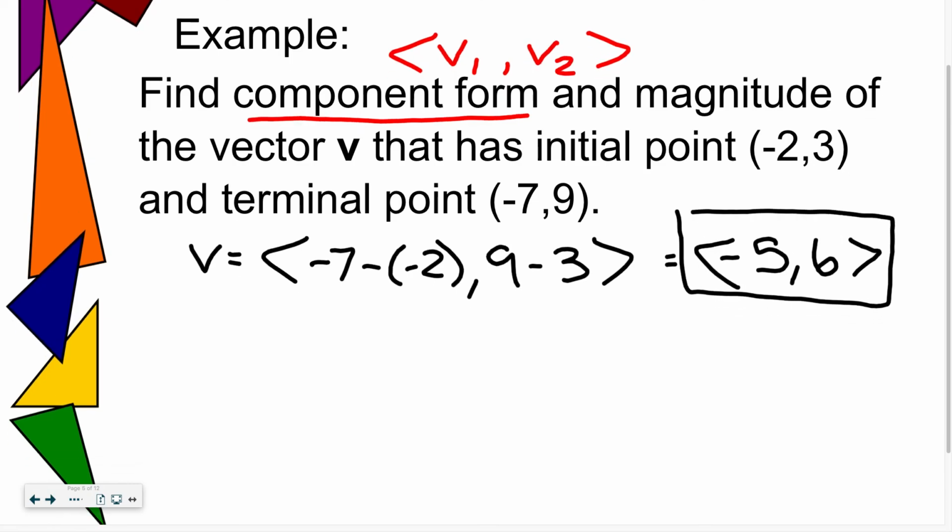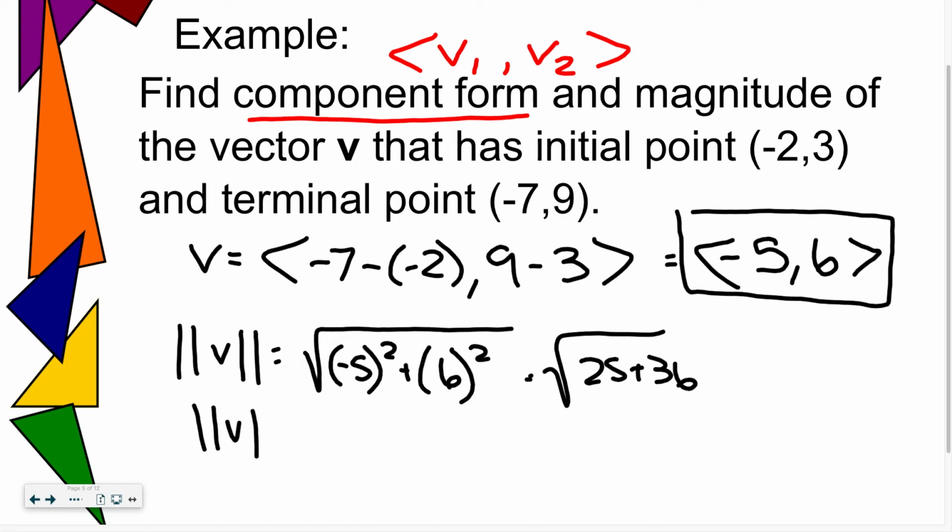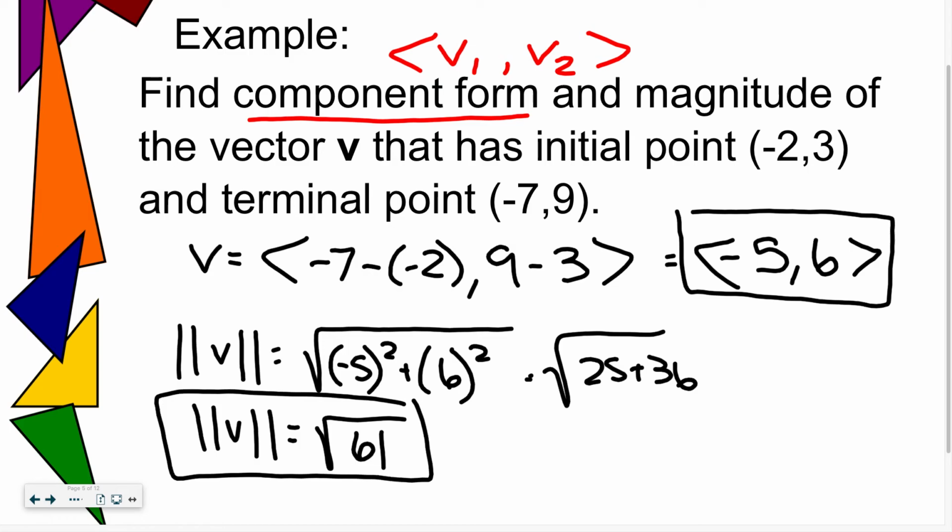To calculate your magnitude, we can say the magnitude of v is the square root of our horizontal component squared and our vertical component squared. So that's 25 plus 36. What is that, 61? Okay, the magnitude of v is the square root of 61.